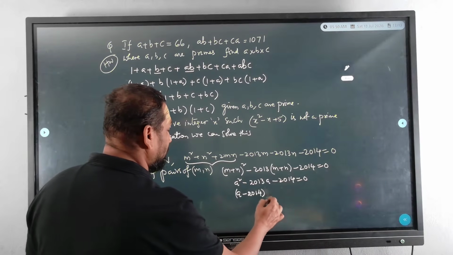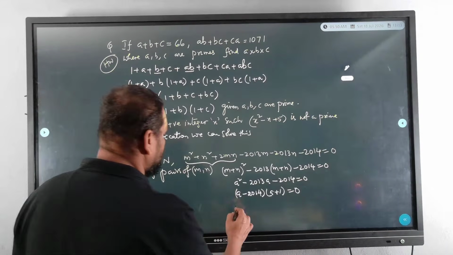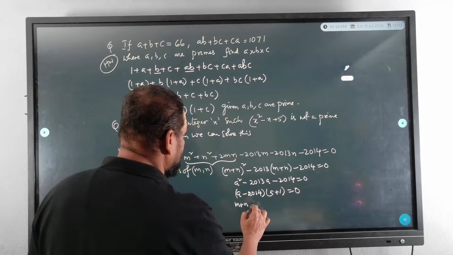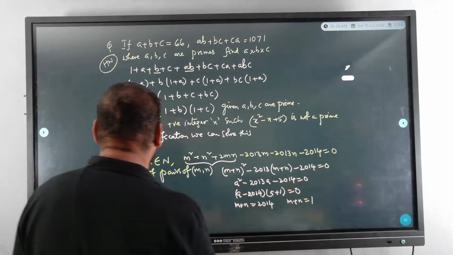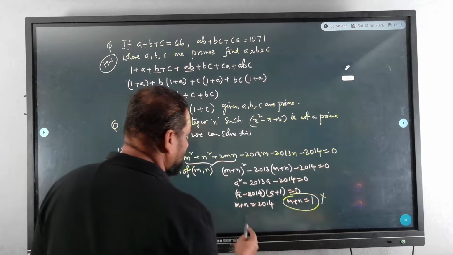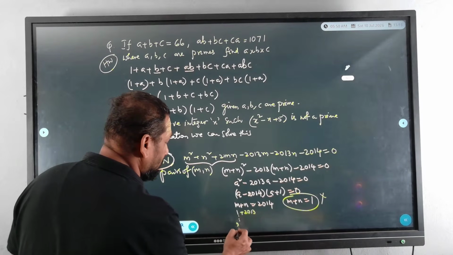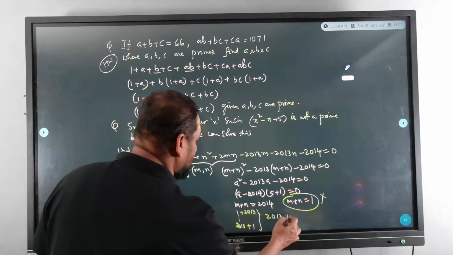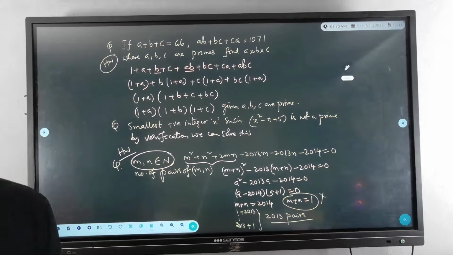So a means m plus n. m plus n is equal to 2014, or m plus n is equal to minus 1. Because m and n are natural numbers, this fails. So it starts from 1 here, 1 plus 2013 and so on, 2013 plus 1. So total how many pairs? 2013 pairs will come. That is also a simple question.